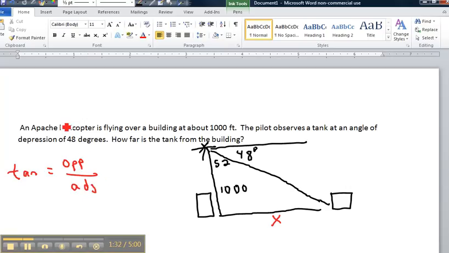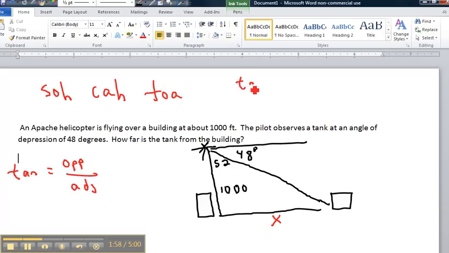I memorized it. One way to remember it is SOHCAHTOA. Sine opposite over hypotenuse. Cosine adjacent over hypotenuse. Tangent opposite over adjacent. And here I have the opposite side adjacent to this angle here. So now we're going to make a little equation and just solve it.